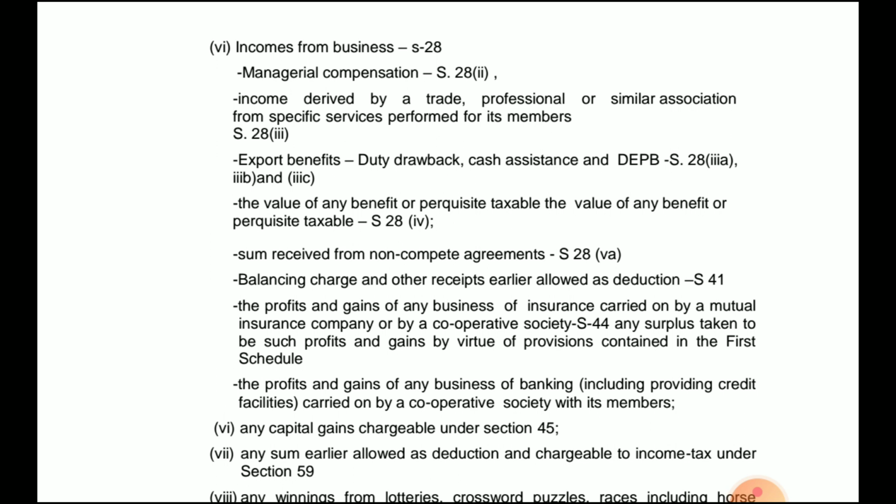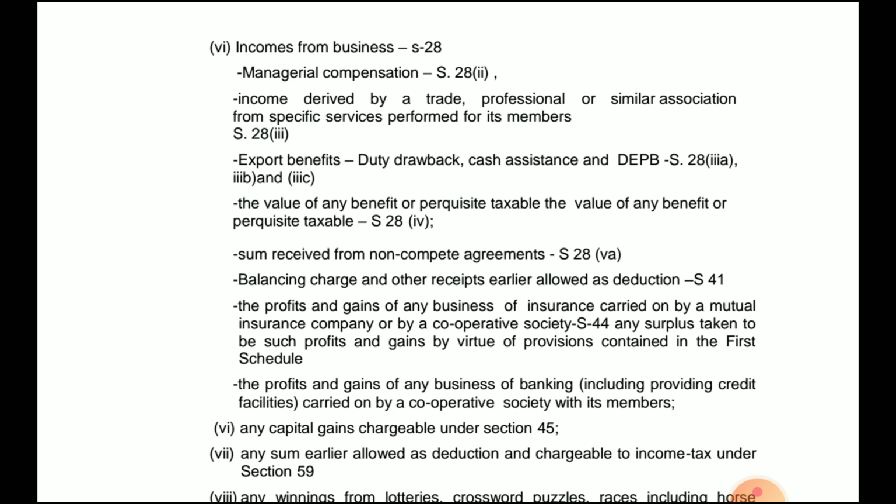Then the profit and gains of any business of banking activities carried on by a cooperative society with its members. If any banks are doing banking activities, their activity is what? They are accepting deposits and they are rendering services. Maybe they are giving us loans. When they provide you loans, they get interest on that, and that interest is an income for a bank. So that interest is also a kind of income.